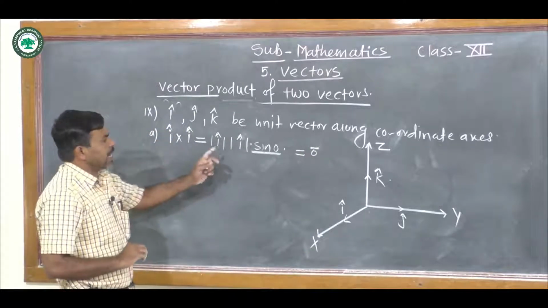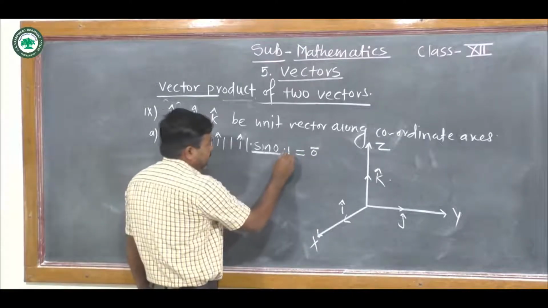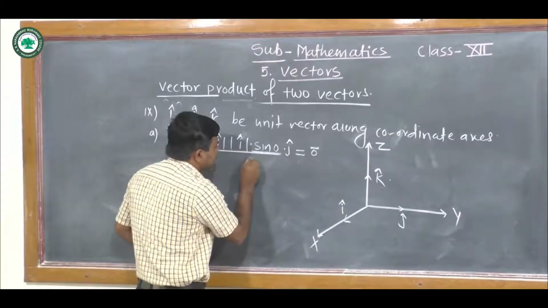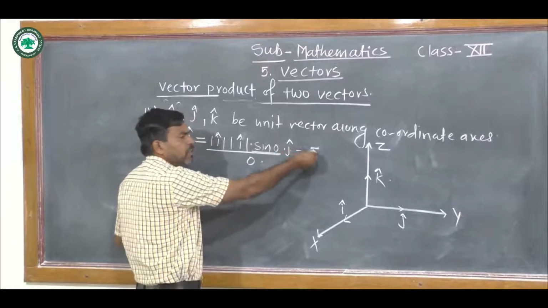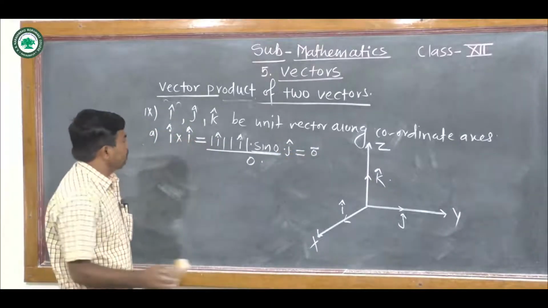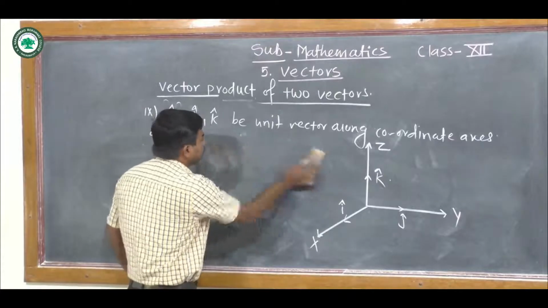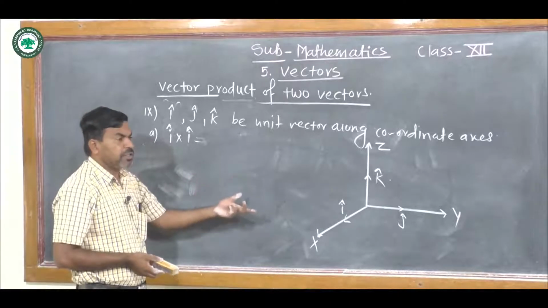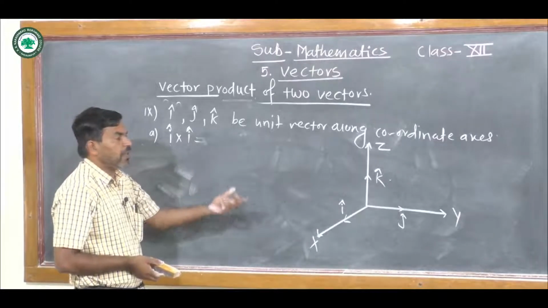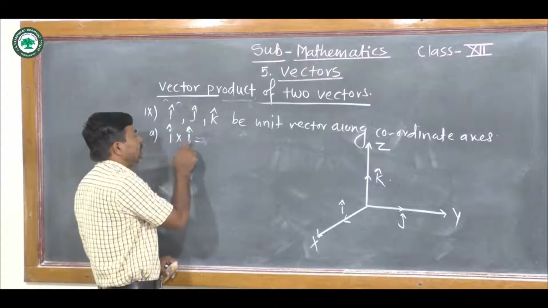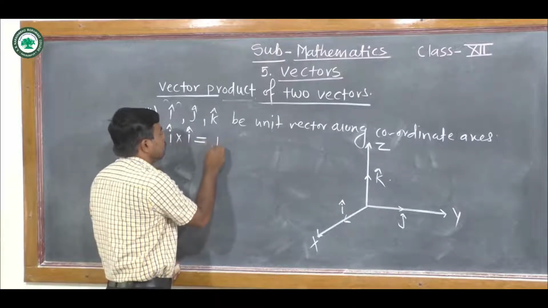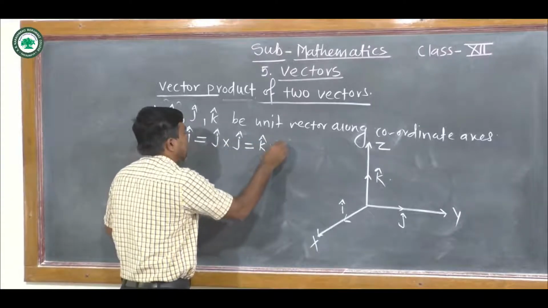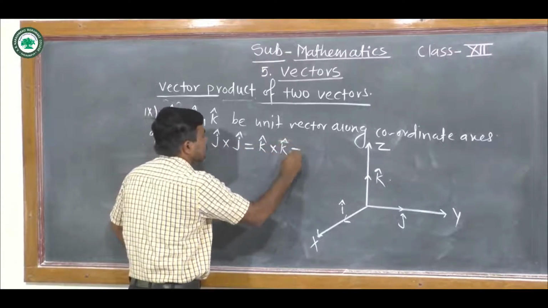So i cap cross i cap is equal to, you may write here j cap also, 0 vector. The value of all this is 0, and 0 into j cap is 0 vector. So i cap cross i cap is 0 vector. Similarly, j cap cross j cap is 0 vector, and k cap cross k cap is also 0 vector. So i cap cross i cap is equal to j cap cross j cap is equal to k cap cross k cap, and that is 0 vector.